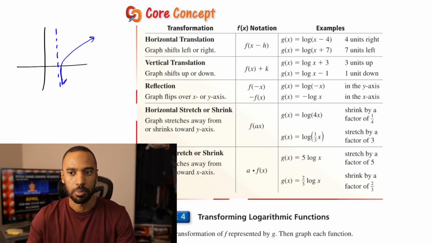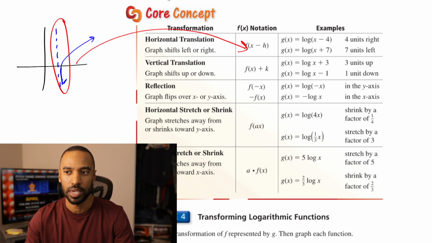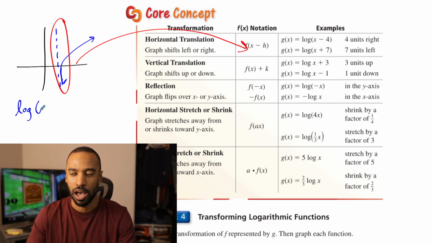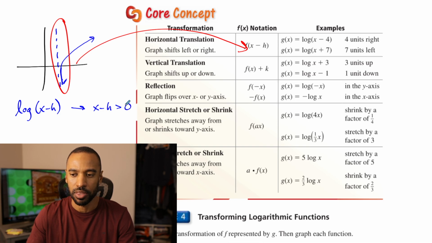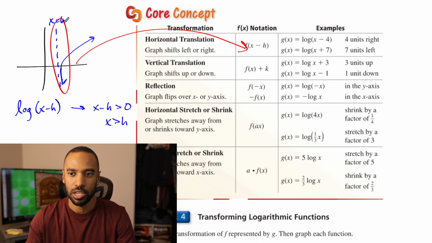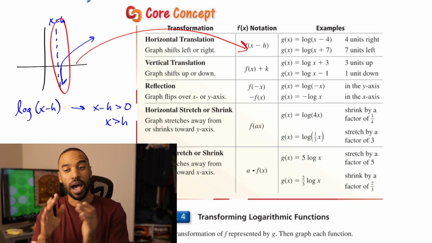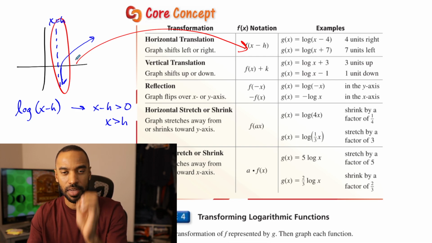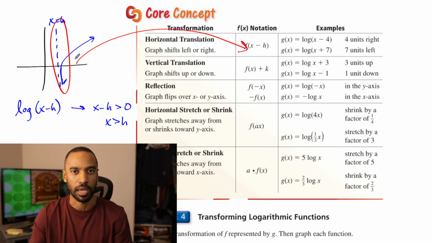So a couple things we want to keep in mind. I actually start with the vertical asymptote first this time, and that means I start with my h value because you cannot take the log of 0 or negative numbers. When this says log of x minus h, that means x minus h has to be greater than 0. So in this case, x has to be greater than h. That means that x equals h would be your vertical asymptote. So I begin my log graphs with my vertical asymptote in mind. I graph that first, and I do everything in relation to that.